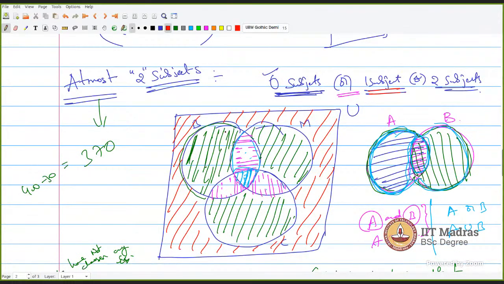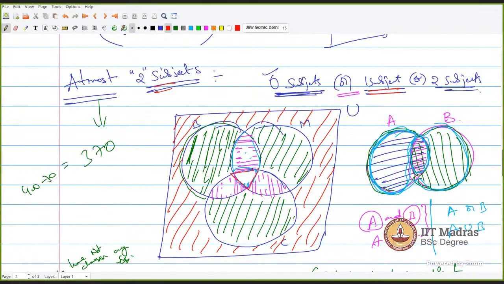Okay. So at most two subjects is leaving out the students who have chosen all the three subjects in that particular college. So that is 400 minus 30, which is 370. Sir, can I ask one doubt here? It is a complement of B intersection M intersection C, at most two subjects. Right. Correct. So it's just the complement of B intersection M intersection C.